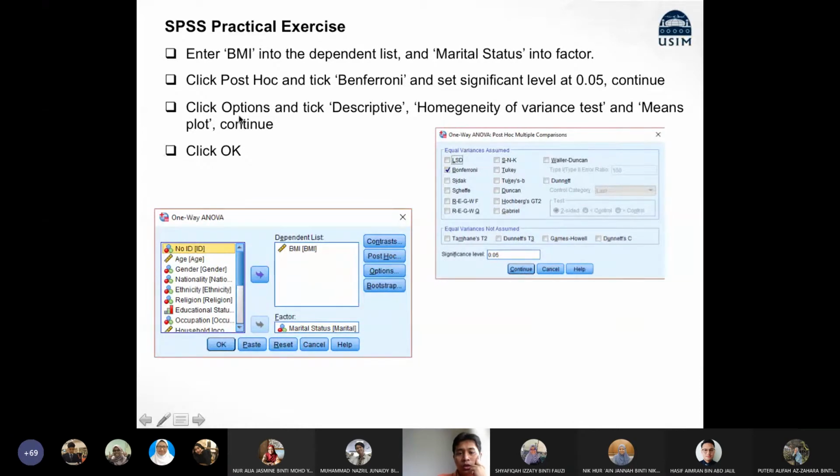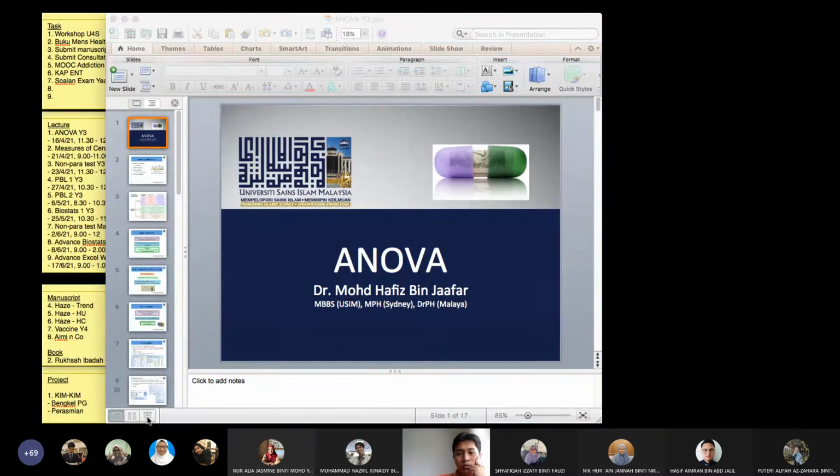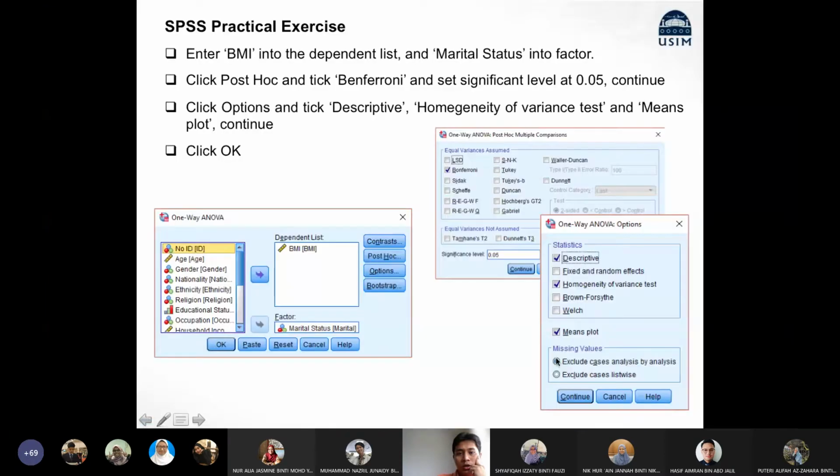Alright, continue. Next, you pergi dekat options and then tick descriptive. So descriptive ni you want to know about your data lah, kan? And then tick juga homogeneity of variance test. So they will conduct a homogeneity of variance test and then means plot. Means plot ni tak significant sangat lah. Yang missing value just analysis by analysis. And then continue. Click OK.